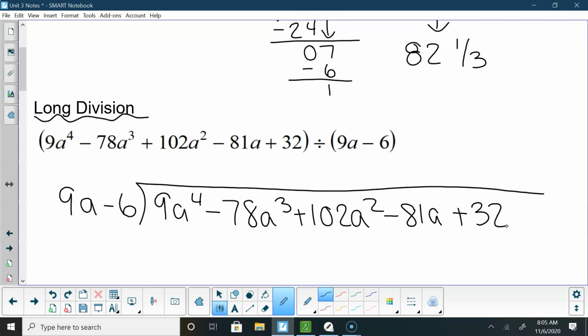Alright, am I missing any terms in that polynomial? No, it goes 4, 3, 2, 1, nothing. That's important to check, and I believe the next one I have a gap on it on purpose because you have to put a placeholder in for it. You have to put a 0 in. Alright. So, here's what we've got.